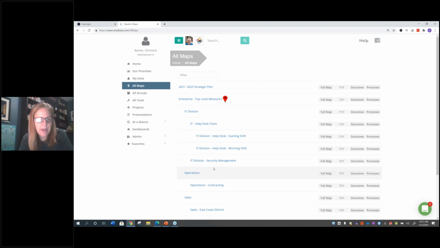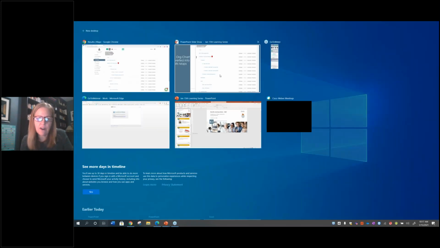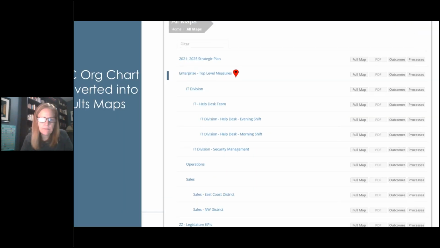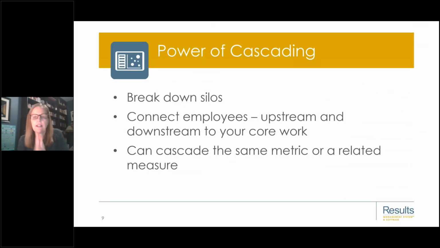So now I'm going to toggle back to the slides and we're going to go over our next topic. Let's talk about the power of cascading. That's what we're doing when we're making these multiple maps, and we're pushing metrics down into the organization. So we're really creating that data-driven culture. What that does is help break down the silos and connect employees, so that they understand where their work fits, upstream and downstream. The output of my work might be the input of somebody else's work.